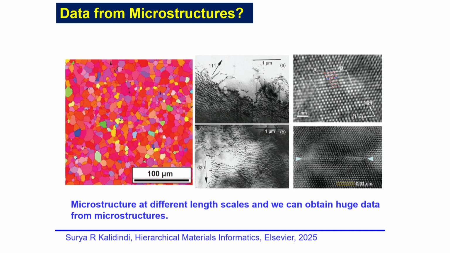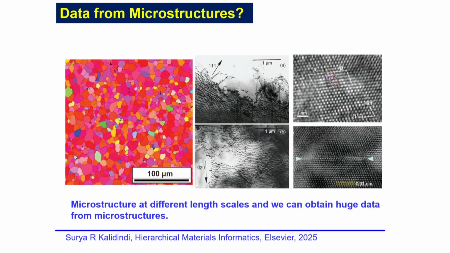Another important aspect is the data from microstructure. You know, material scientists handle a lot of microstructures, and microstructures are the key for material science, and data can be at different length scales. Like here, this is micron level, this is Angstrom level, right? You can see here 0.31 nanometer is nothing but 3.1 Angstrom, right? So this is atomic level, 3.1 Angstrom.